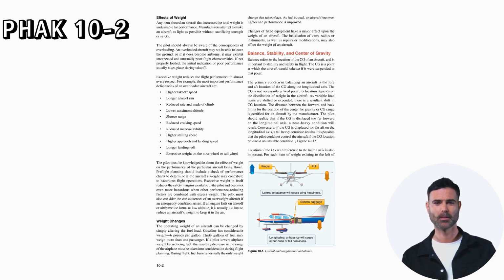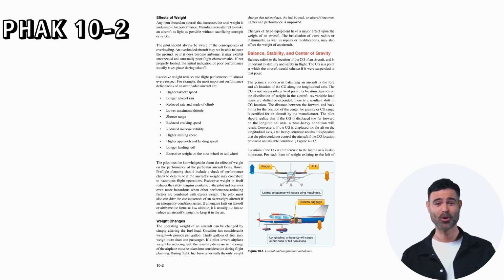Changes of fixed equipment have a major effect upon the weight of an aircraft. The installation of extra radios or instruments, as well as repairs or modifications, may also affect the weight of an aircraft. Balance, stability, and center of gravity. Balance refers to the location of the CG of an aircraft and is important to stability and safety in flight.